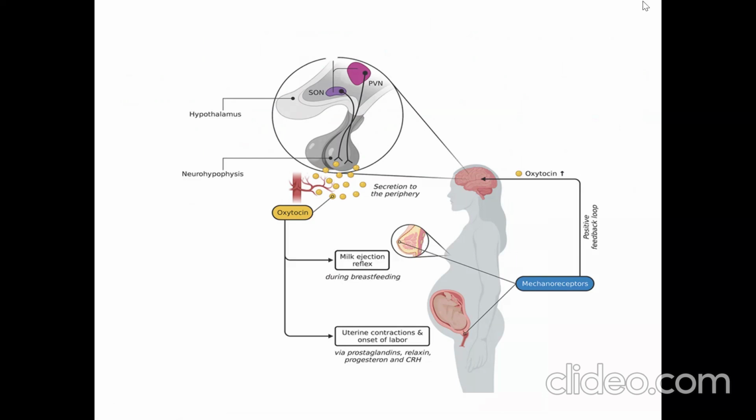You can see here clearly. The hypothalamus. See what happens? Mechanoreceptors. The milk ejection, or the breast, is getting developed. Uterine contraction and onset of the labor. Some pain will be there. This stretching of the cervix stimulates what are called mechanoreceptors, and this makes the oxytocin to be released. When the oxytocin is released, milk ejection takes place.